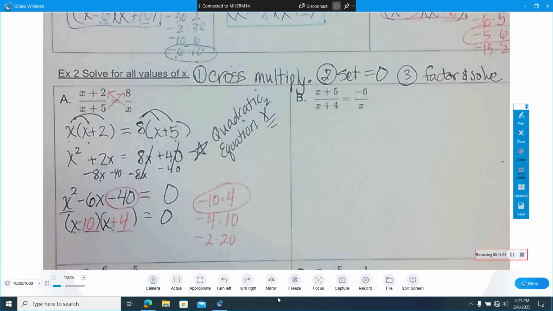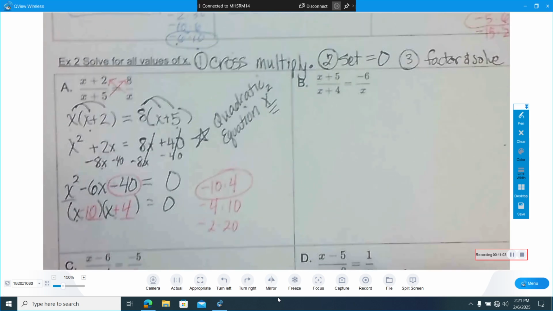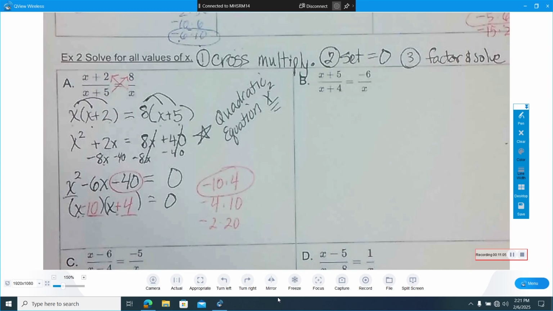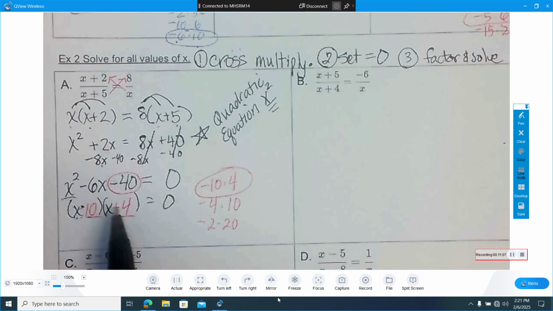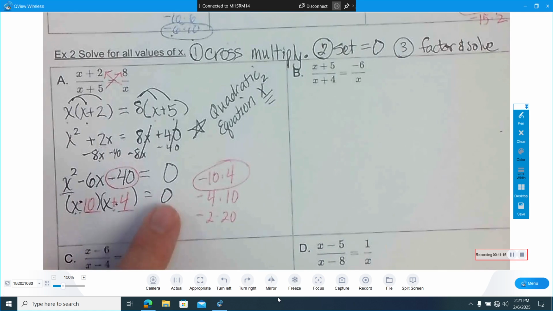Now we're not quite done because we have to do one more step, and that's to solve. Right here, we have a bubble times a bubble, and we want it to equal 0. This is called the zero product property.